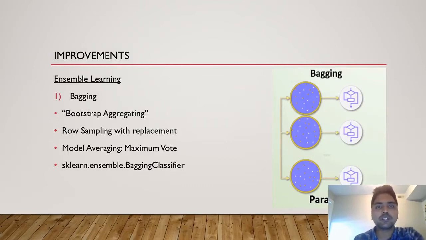Instead of using one support vector machine, you are using like 100 instances of support vector machines and then trying to improve the accuracy. So in ensemble learning, there are two types. One is bagging and another one is boosting. Let me explain bagging first. Bagging is a short form for bootstrap aggregating.